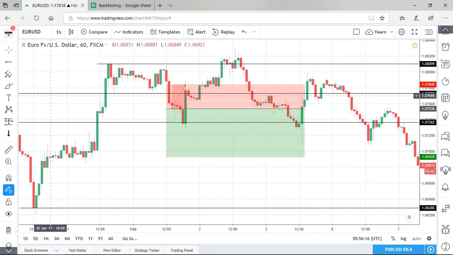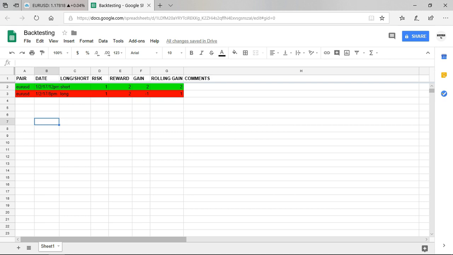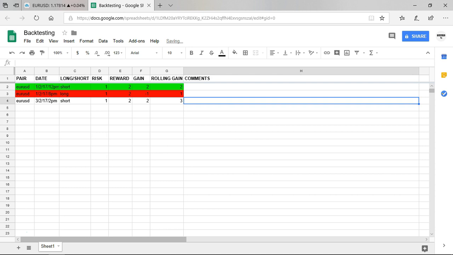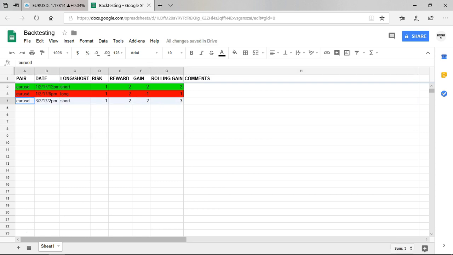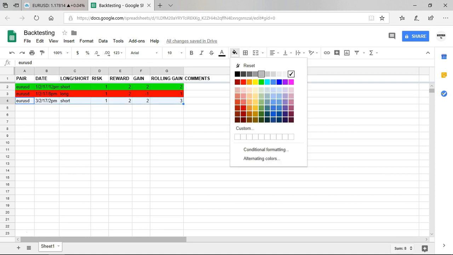So now we're just going to plot the results of this trade as well. Again, the currency pair is the same, Euro USD. This trade was taken on the 3rd of February at 2 p.m. This trade was short. The risk was 1 to make 2. The gain was 2, so the rolling gain is now going to be 3. And again, you can just leave whatever comment you want, and I'm just going to highlight this green to indicate it's a win.